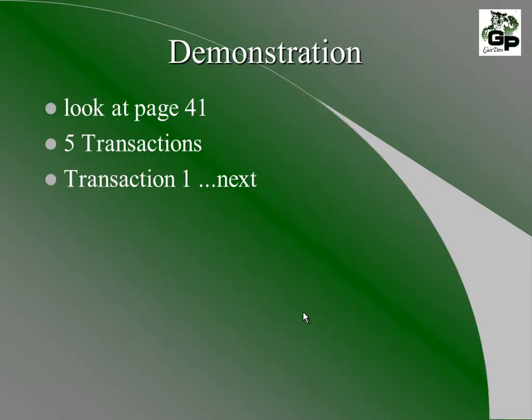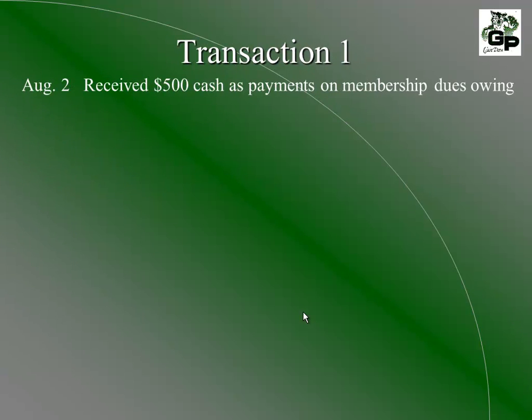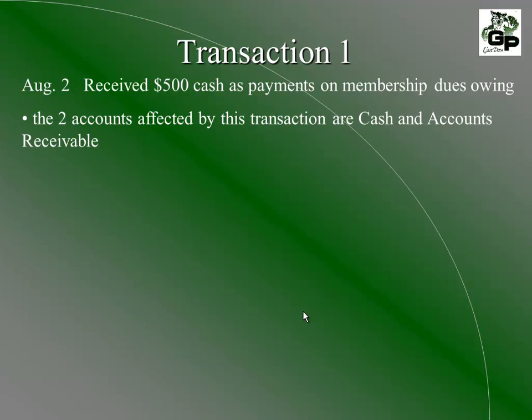So let's look at page 41, and there are 5 transactions there. We'll do them one at a time. Transaction 1 is next. On August the 2nd, they received $500 cash as payments on membership dues owing. So these people owed them money for their membership and are about to pay now. The 2 accounts affected by this transaction, as we analyze, are cash and accounts receivable.